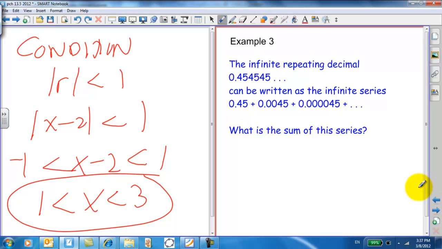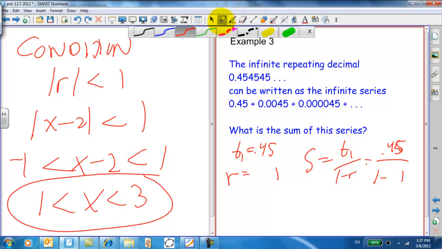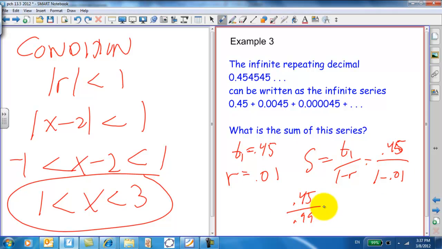The infinite repeating decimal 0.454545... can be written as an infinite series. And what's the sum of this series? Well, again, we can talk about the first term being 0.45 and the common ratio being 0.001. So the infinite sum is t sub 1 over 1 minus r, 0.45 over 1 minus 0.001. Actually, it's 1/100, so let me fix that. Take out one of our zeros here. It's 1/100 because we're moving the decimal place over twice. 0.01. So we get 0.45 over 0.99, 45/99. Take out a 9 and you get 5/11. And you can check it on your calculator. 5/11 does give you that repeating decimal.